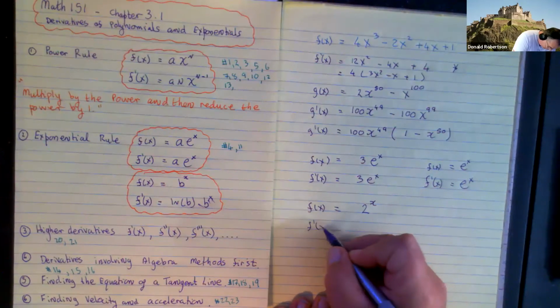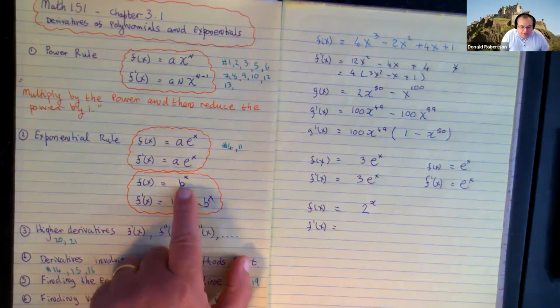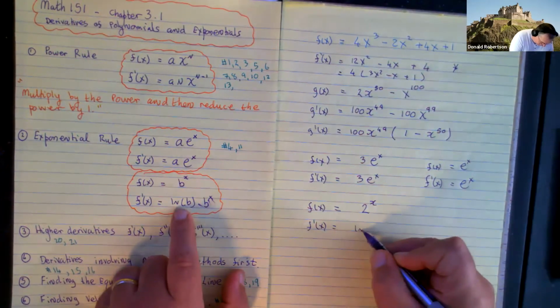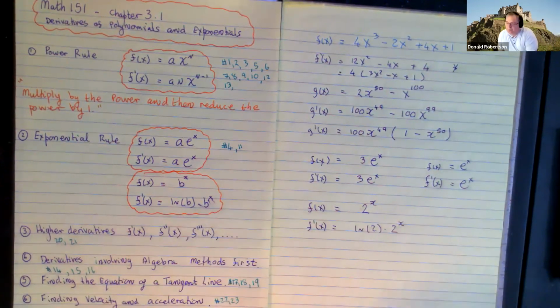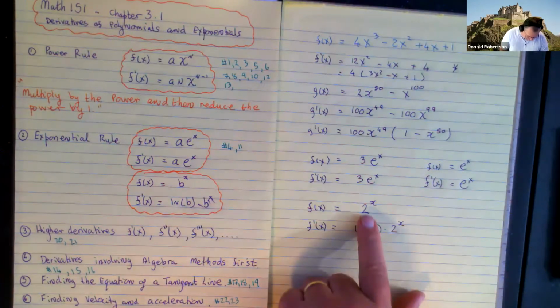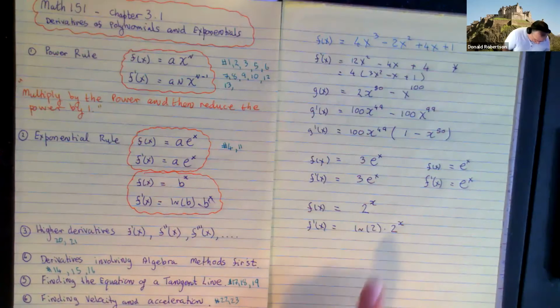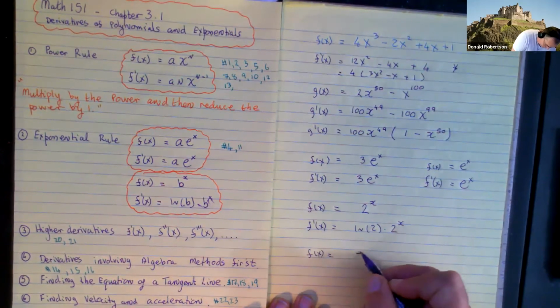The formula for the derivative of 2 to the x is over here. The base is 2, so 2 to the x. You get the natural log of 2 times 2 to the x. Now you might think, well, that doesn't seem to match this rule. Well, let's show you that it does.